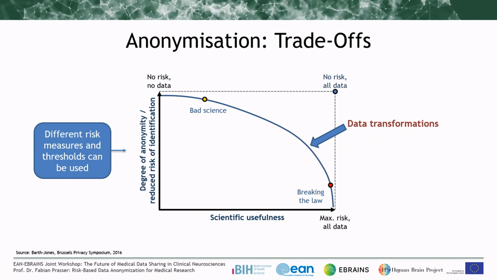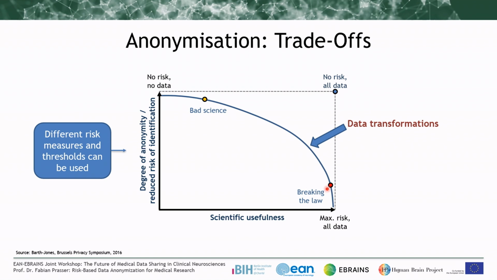In an ideal world, we would be able to share all data in its original form without any risks. However, this is typically not possible. Instead, we need to navigate the so-called risk-utility curve by applying transformations to the data. In this process, we need to be careful to not focus too much on the risk reduction side, because this may lead to bad science, but to also not focus too much on the scientific side, because this will mean breaking the law.